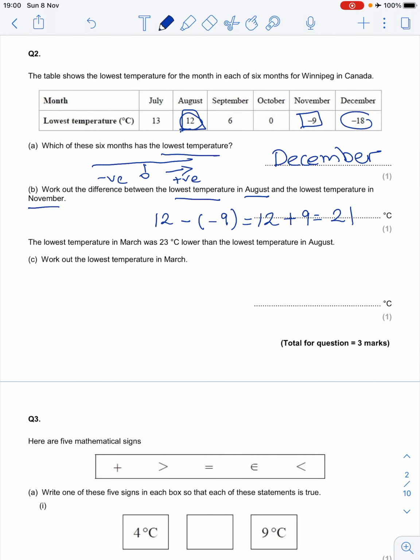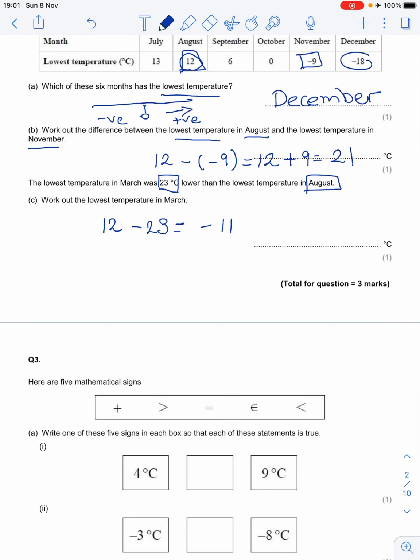Part C, the lowest temperature in March was 23 degrees lower than the lowest temperature in August. So we know the temperature in August is 12, and the temperature in March was 23 degrees lower than August. So we subtract 23, and we should have minus 11. So the answer is minus 11 degrees Celsius.